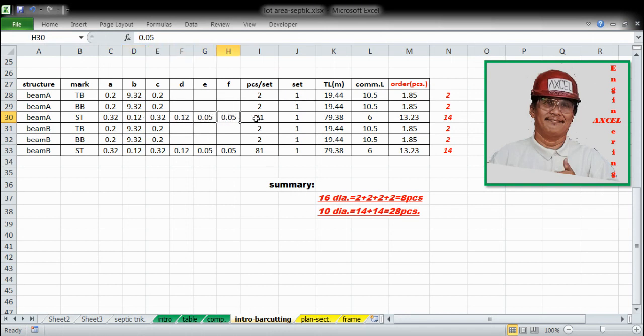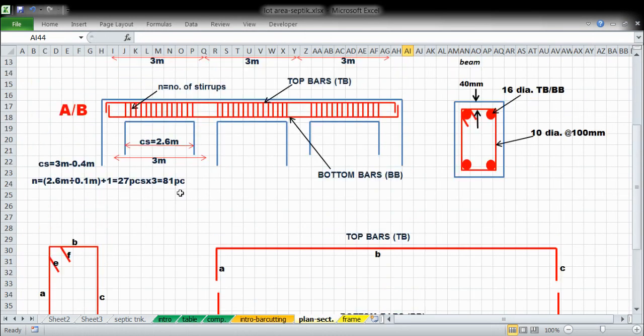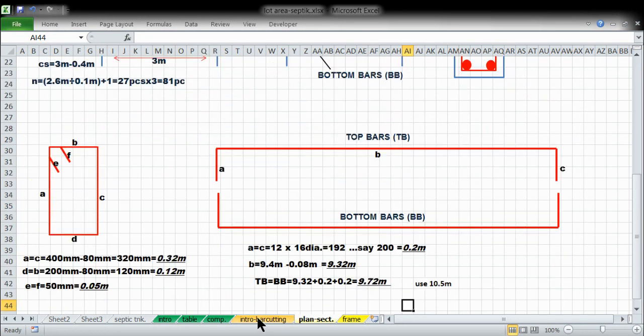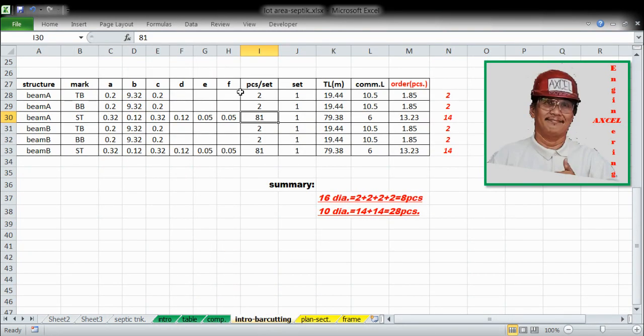So ilang pieces per set siya? Oh, ayun. Here, 81. Lahat na yan per set. It's one set. Okay, that is 81. So, since pareho lang ang beam A, same as beam B, so we will just copy.